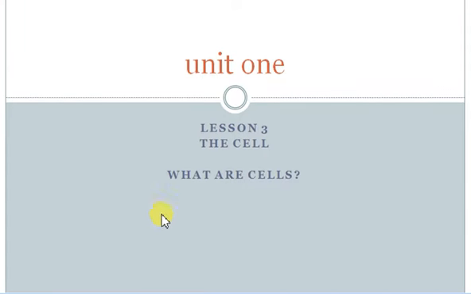Today we will talk about lesson 3, the cell. Previously you have known that the body of a living organism consists of a group of systems. These systems work together to keep life on.